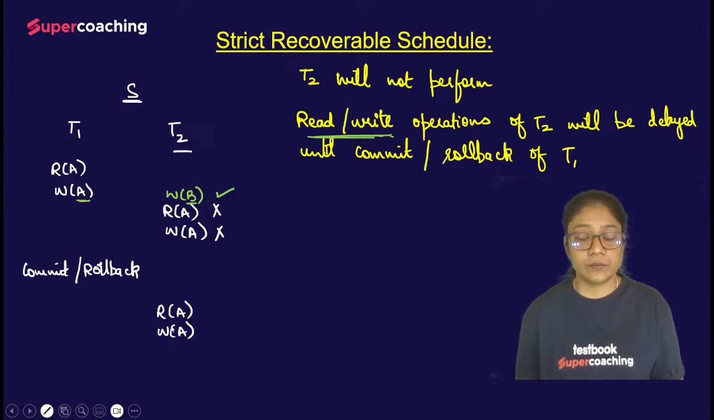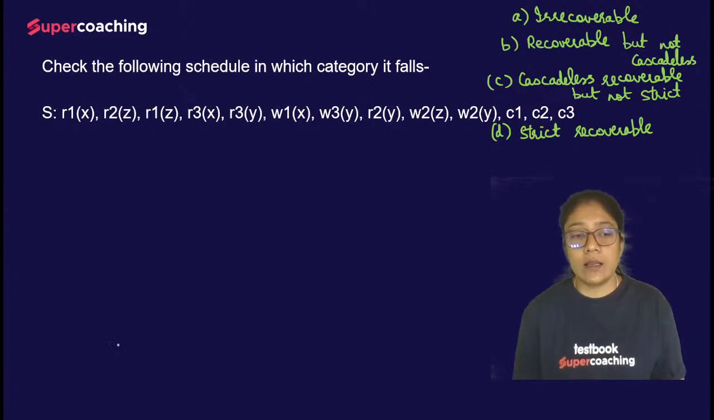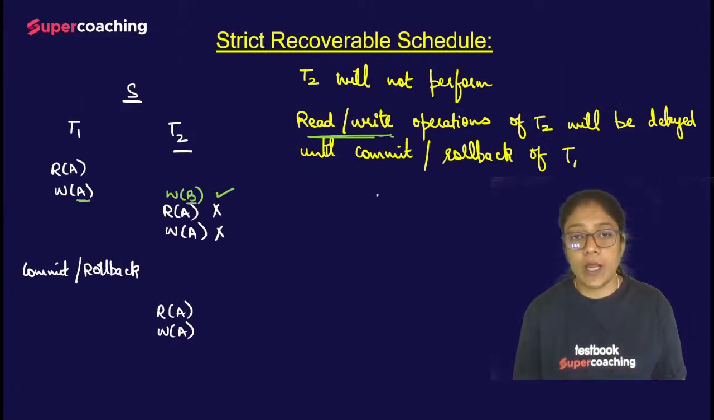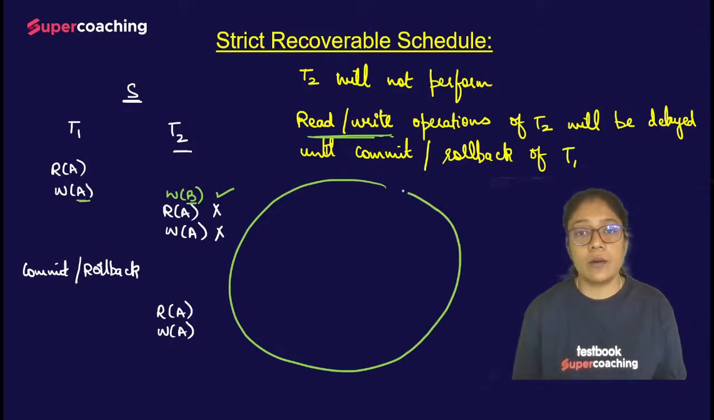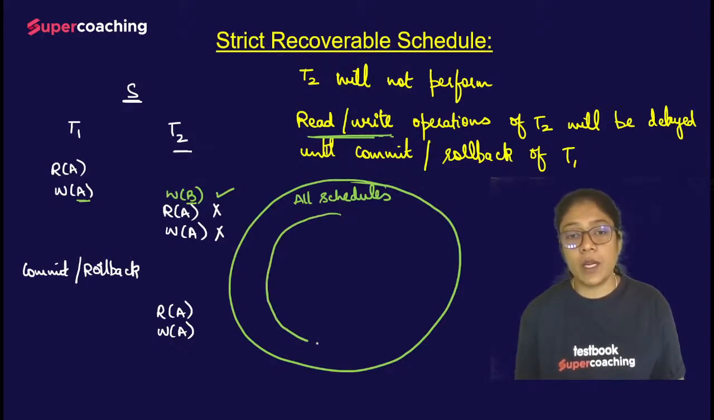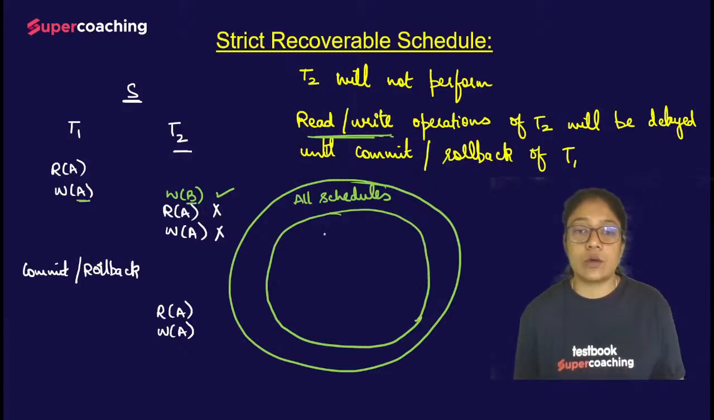If we talk about the summary of the schedule, we have all the schedules available. All schedules means recoverable as well as irrecoverable. Under this, there is a subset where we put a condition on the basis of commit, that the dependent transaction will not commit first. So that results into the recoverable schedules.